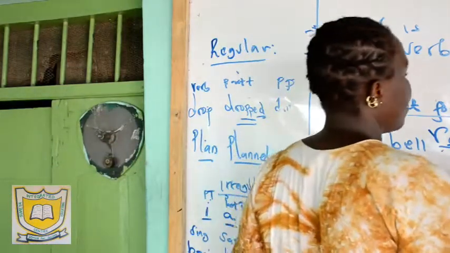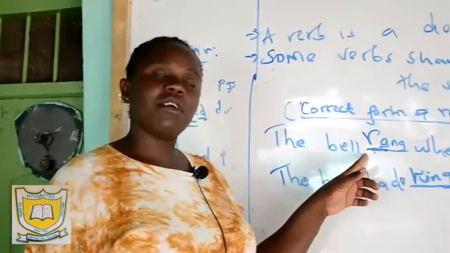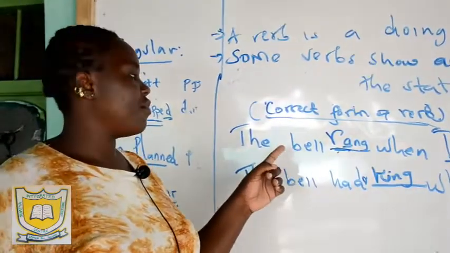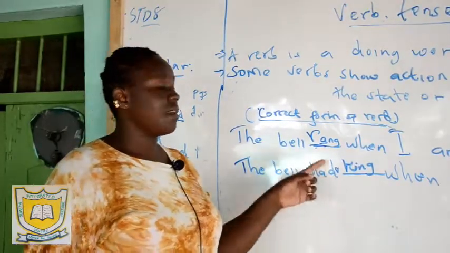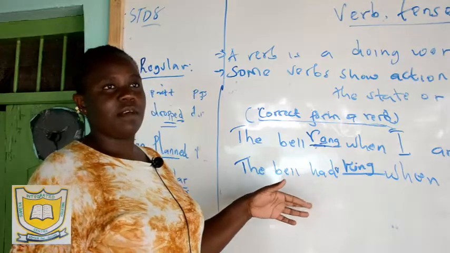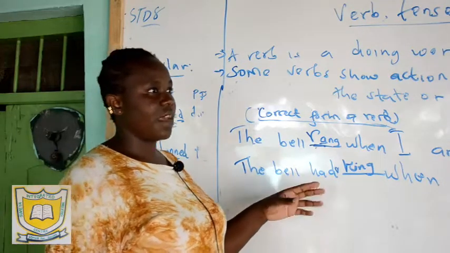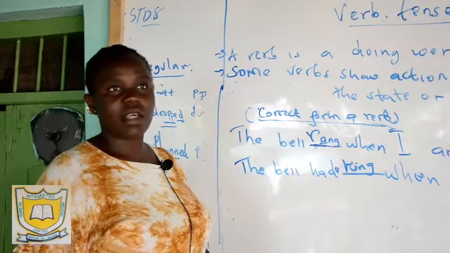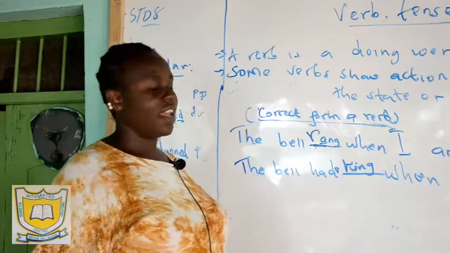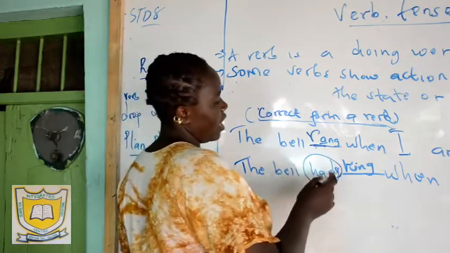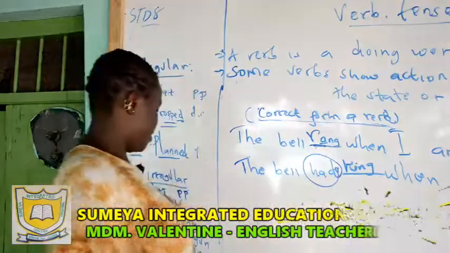I have ring. Why did I use rang? If my sentence does not have a helping verb, then I do not use the past participle. Now take: The bell had... this is the past perfect tense. How do you form the past perfect tense? It is formed by had plus a past participle. So you have: The bell had rung when I arrived. Any moment you see a helping verb, you go for the past participle.